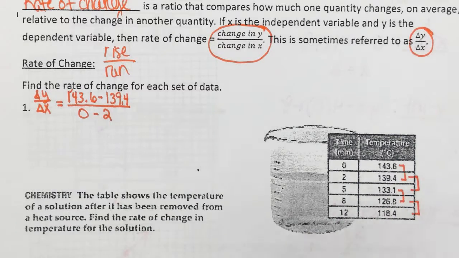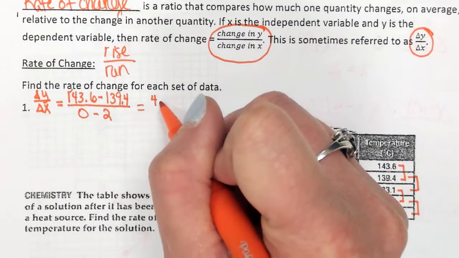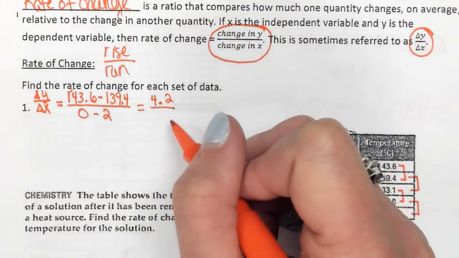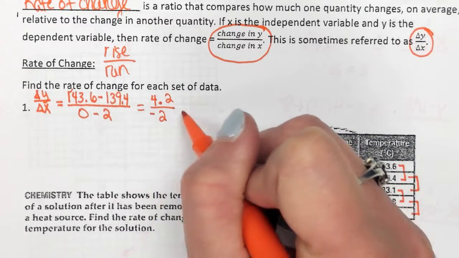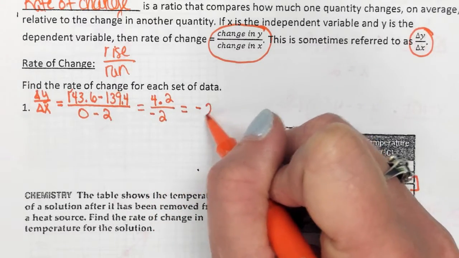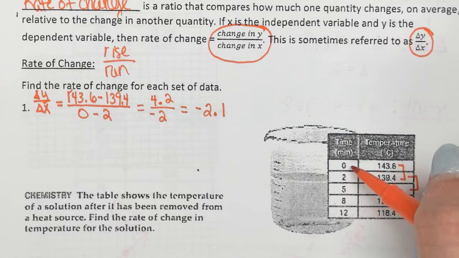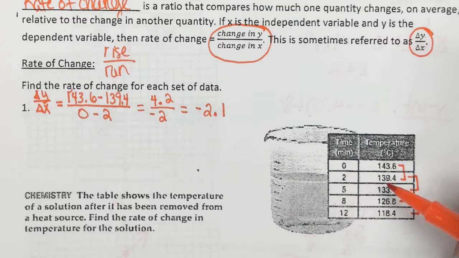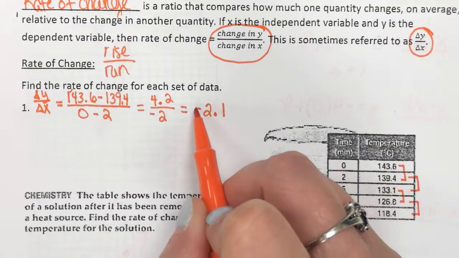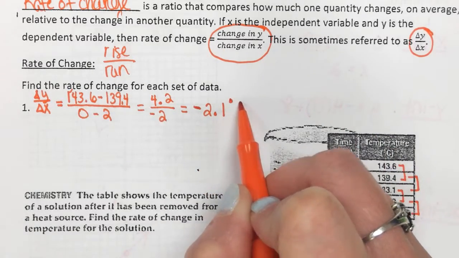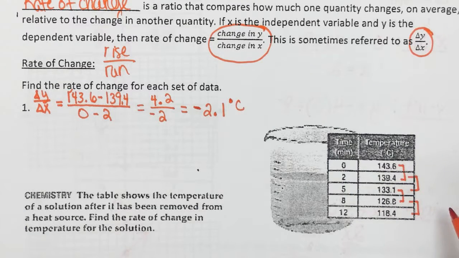Now you got your calculator? All right, what's 143.6 minus 139.4? 4.2. And then 0 minus 2? -2. And then divide them, and what do you get? Negative 2.1. What in the world does that mean? That means for every 2 minutes, what's the temperature doing? Well, how do you know it's dropping? Because of the negative. So it's going to drop 2.1 degrees Celsius every 2 minutes, right?